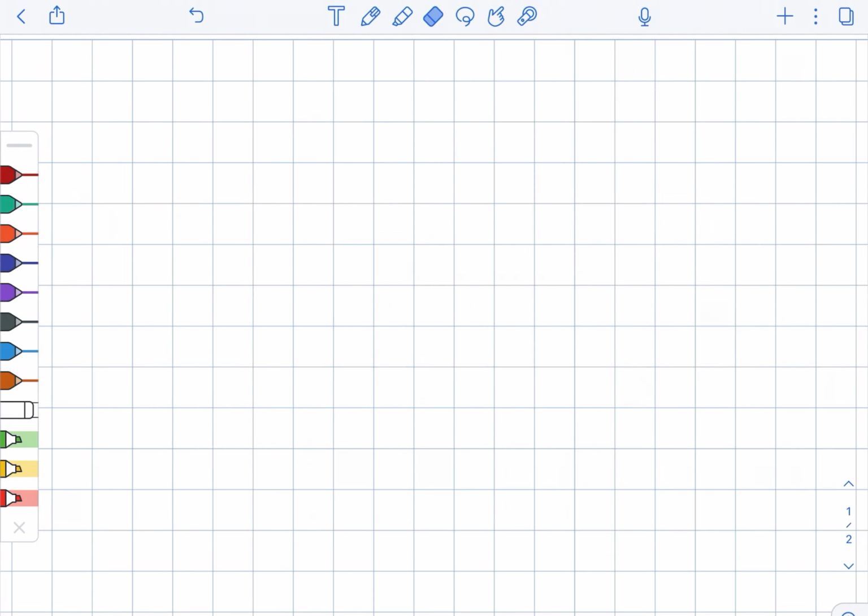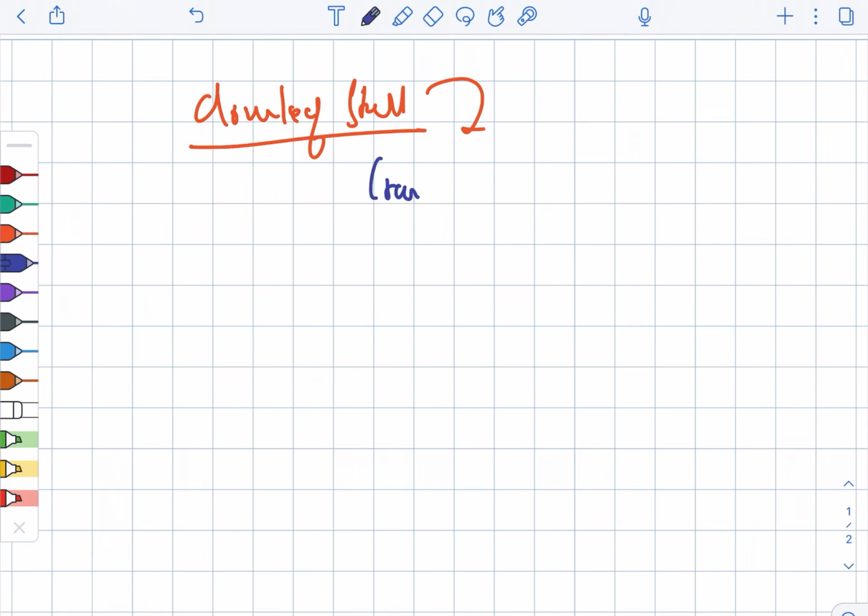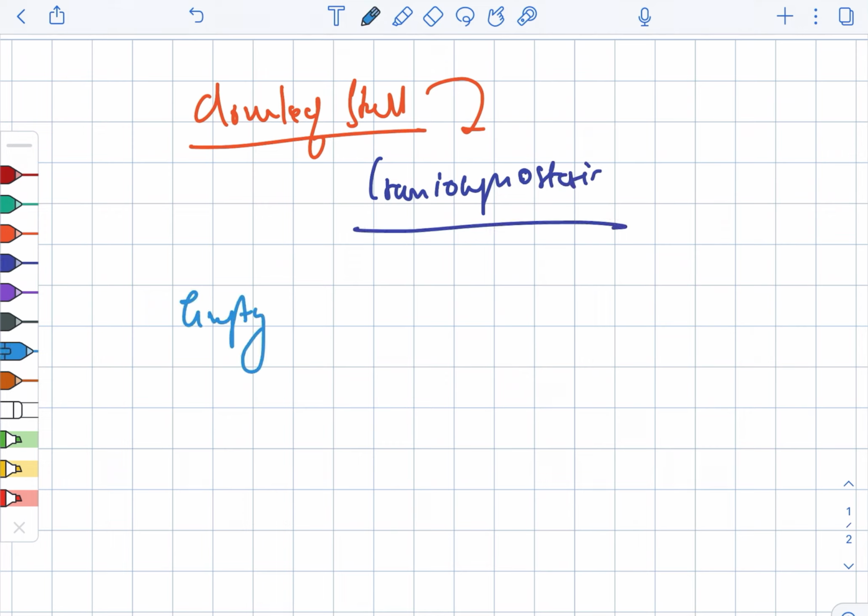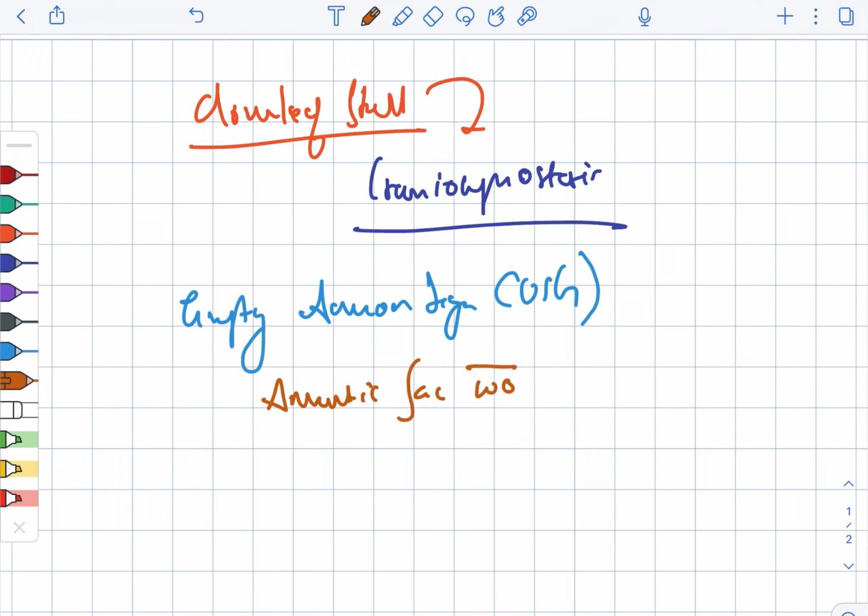Next, we are going to look at the clover leaf skull. The clover leaf skull is seen in craniosynostosis. Lastly, we are going to look at the empty amnion sign. This is seen on USG. It is a visualization of the amniotic sac without the concomitant visualization of the embryo, and it is an indicator of pregnancy failure.